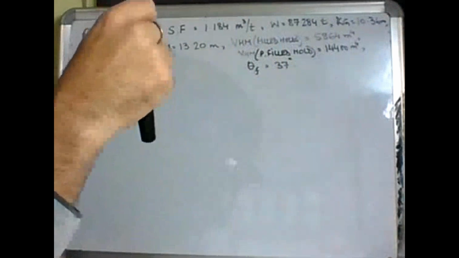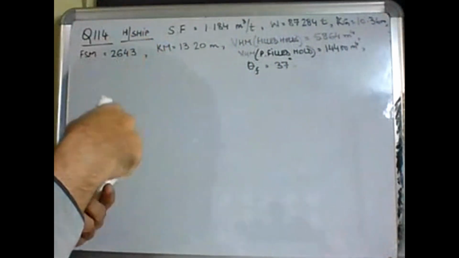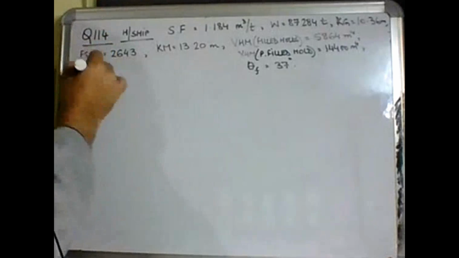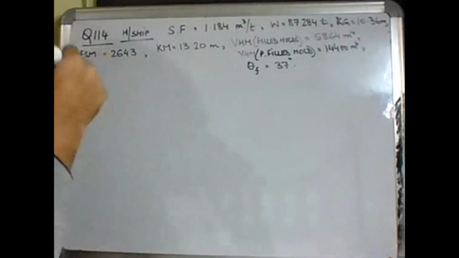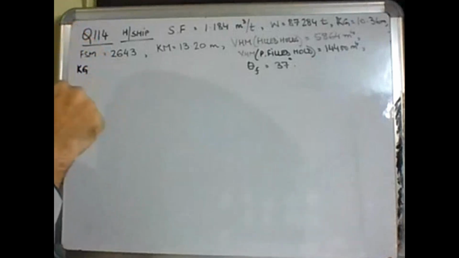So to begin with, first of all KG is given to us. What is VHM, sir? VHM is volumetric heeling moment.